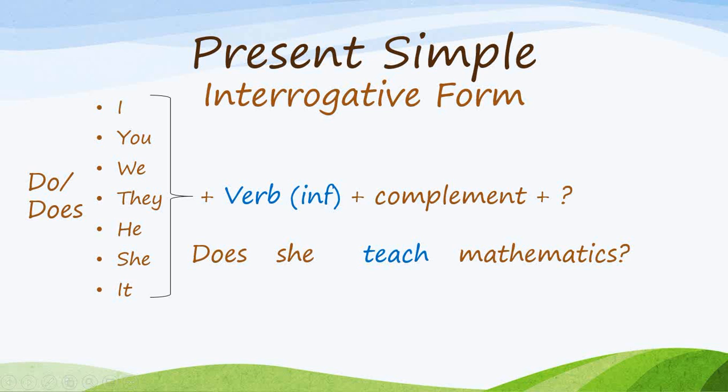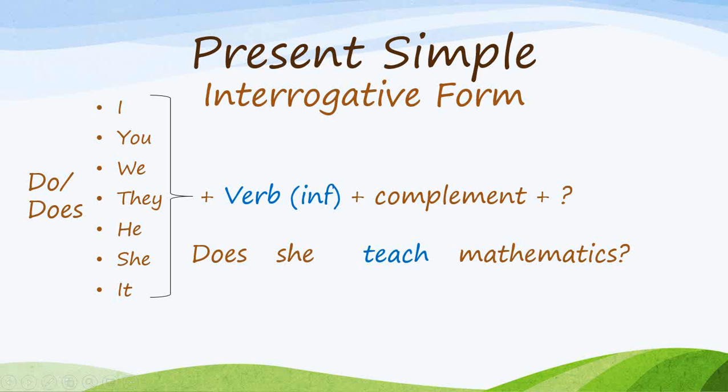So the structure is do or does plus subject plus the verb in infinitive form plus complement plus question mark. This is one of the most important things here, because that's what says that this sentence is a question. Never forget about this.